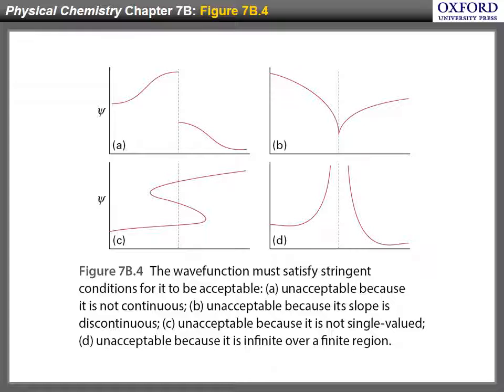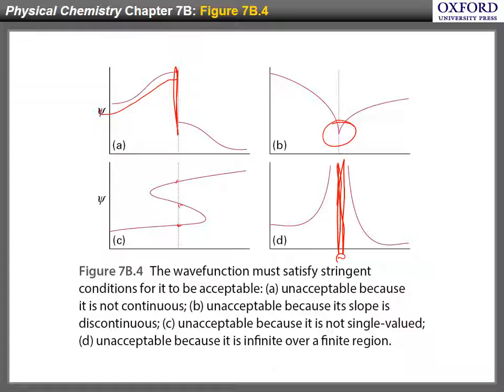Now, in this graph, we have several examples of unacceptable conditions because there is a lack of continuity. In B, the slope is discontinuous. C is unacceptable because it has more than one value for every given point. And D is unacceptable because it has values at which the function is infinite.